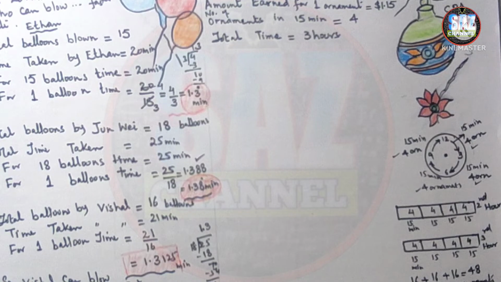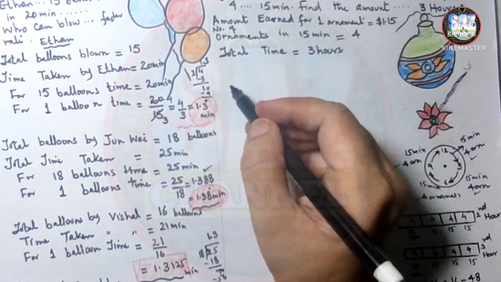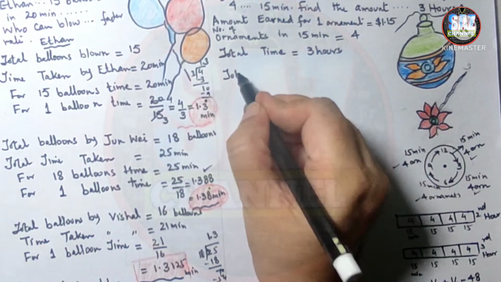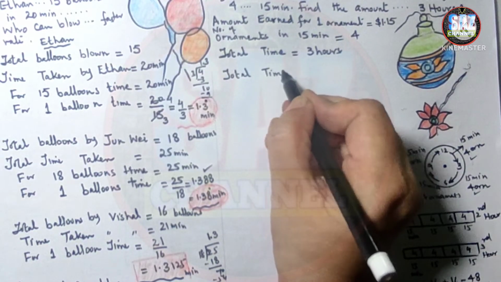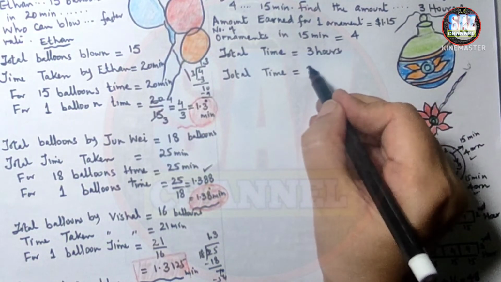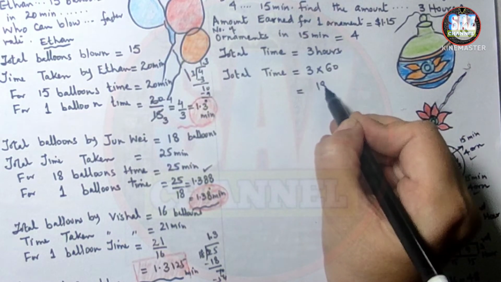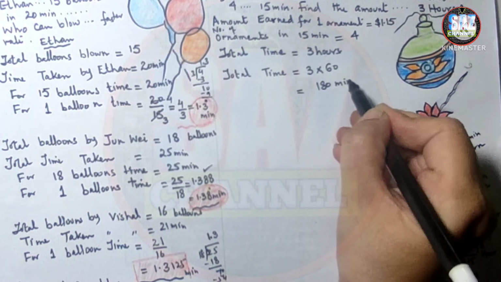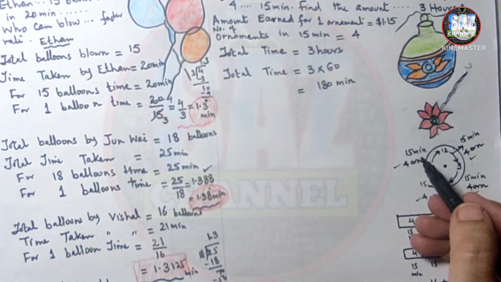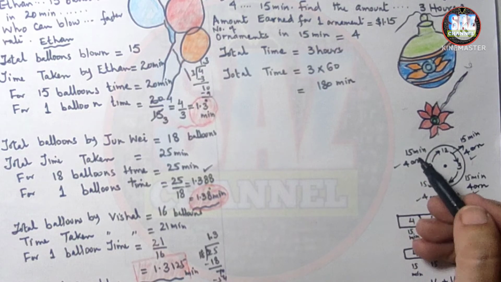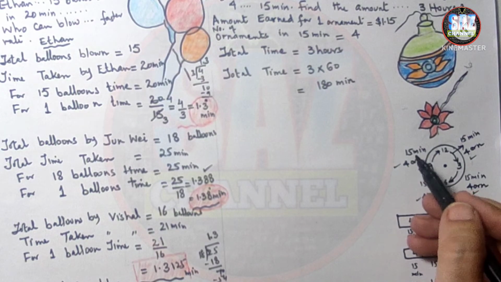In 3 hours. Okay, or what we can do is find how many total minutes there are. Total time in minutes equals 3 multiplied by 60, which is equal to 180 minutes. This is the total time, and now we have to find that in 180 minutes, how many total ornaments he can make.